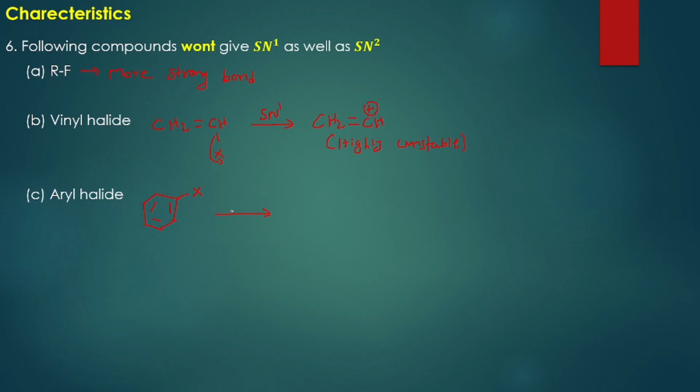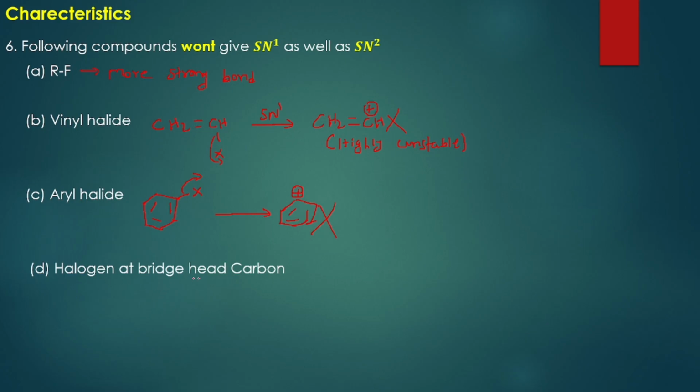And see here, in this case also, if X is going, phenyl carbocation is formed. But does anyone with minimum basic common sense say that phenyl carbocation is stable? No, phenyl carbocation is never stable. In those two, that's why it won't come.